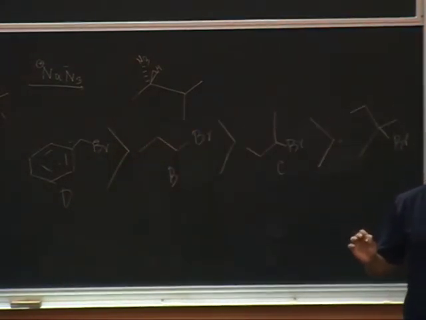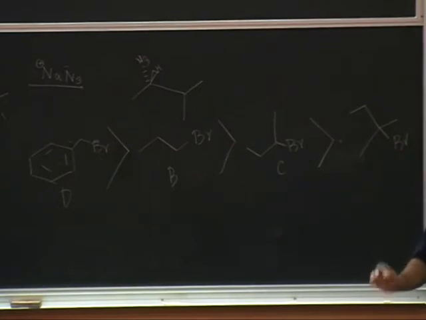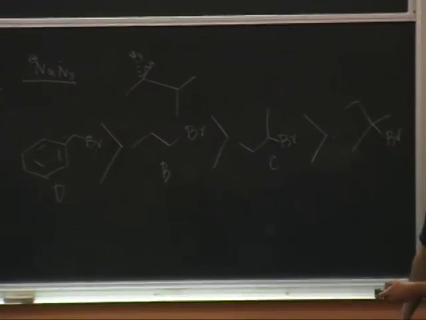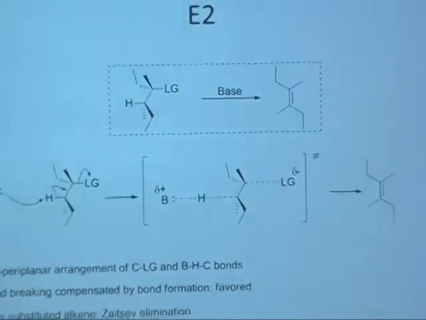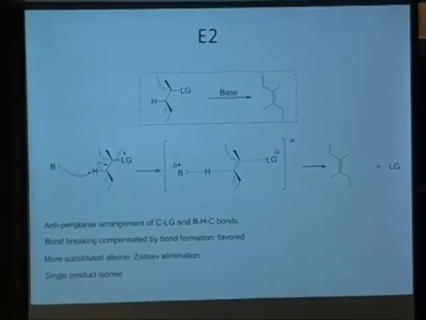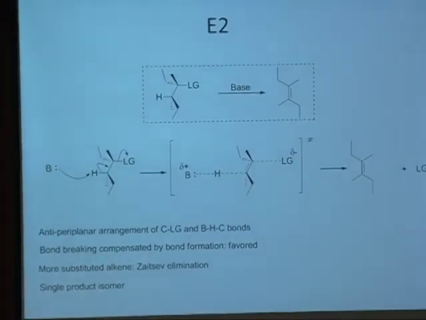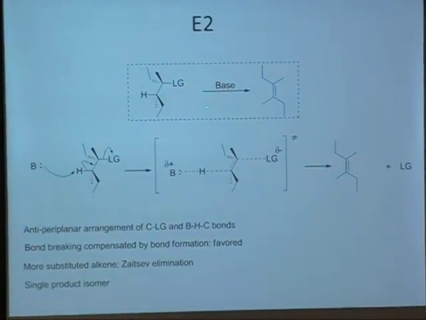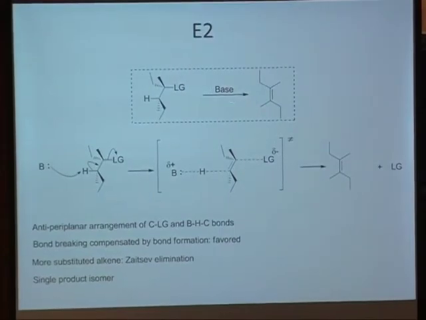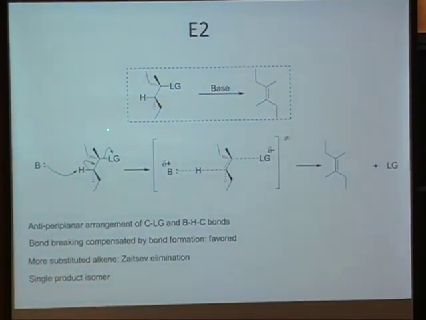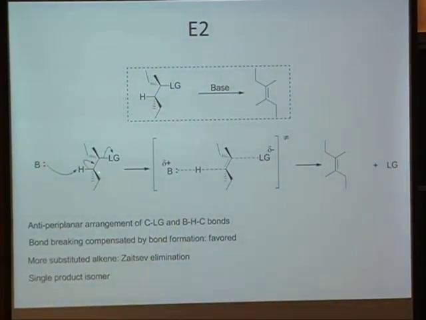Everyone gets it? No question? So we are moving on. The next reaction is E2, which is once again a second order reaction. Why is it second order reaction? Because how many steps is it? Single step. And in that single step, you need both the substrate and the base taking part to give you the product. All right? That's why it's an elimination second order. That's what E2 stands for.